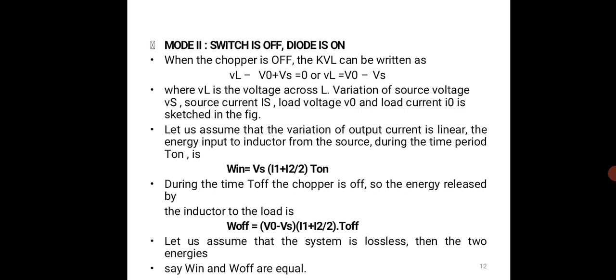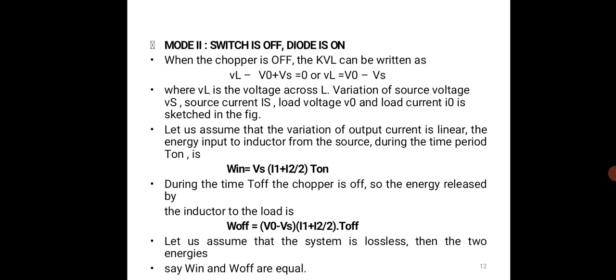is on. So when the chopper is off, the KVL can be written as VL minus V0 plus Vs is equal to 0, or VL is equal to V0 minus Vs. So here VL is the voltage across the load L. Variation of source voltage Vs, source current Is, and load voltage V0 and load current I0 is sketched in the figure. Let us assume that the variation of the output current is linear.